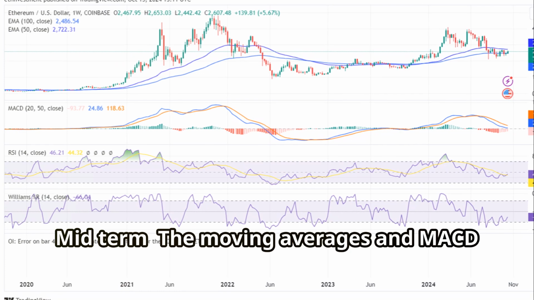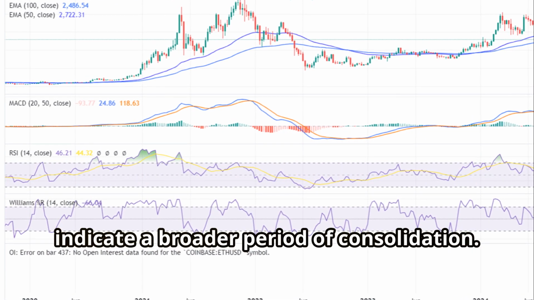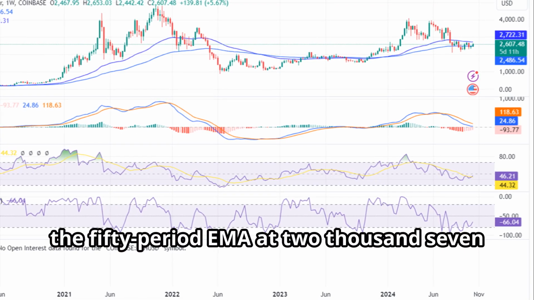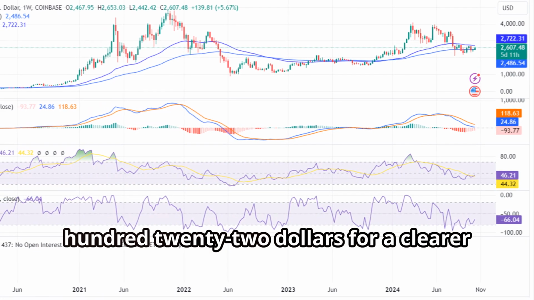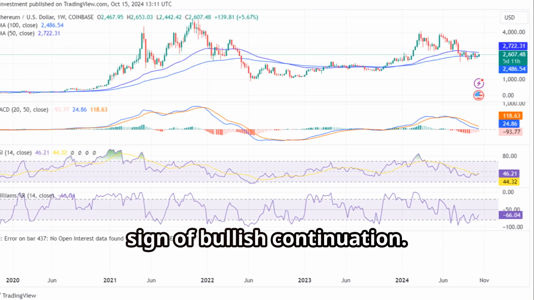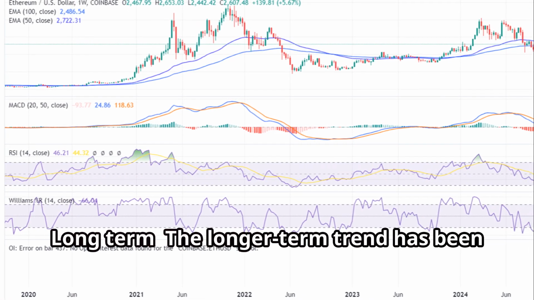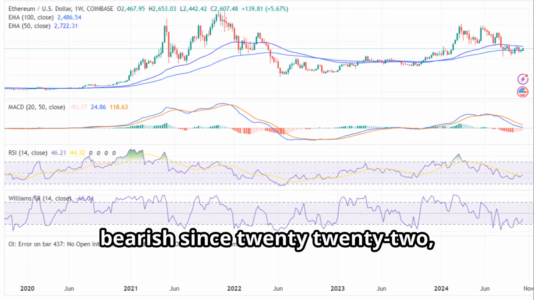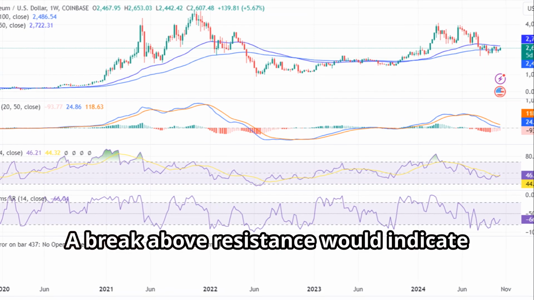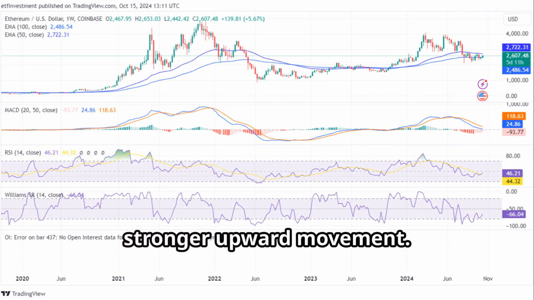Midterm. The moving averages and MACD indicate a broader period of consolidation. Ethereum needs to decisively break above the 50-period EMA at $2,722 for a clearer sign of bullish continuation. Long term. The longer-term trend has been bearish since 2022, with signs of a potential recovery. A break above resistance would indicate stronger upward movement.